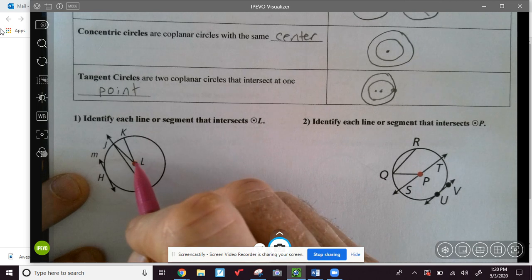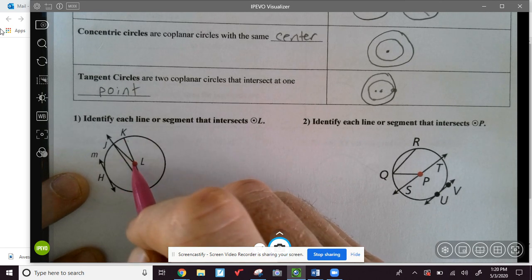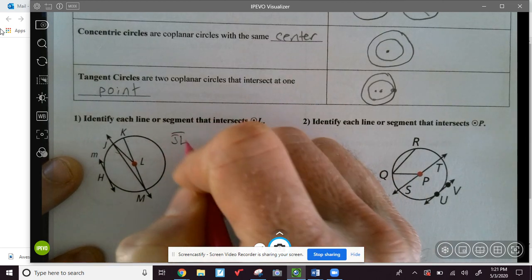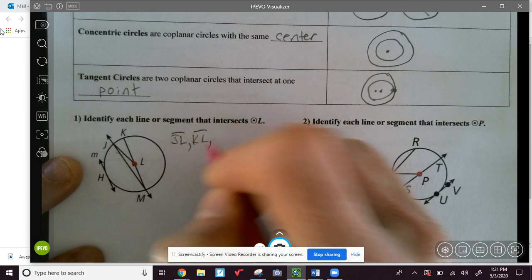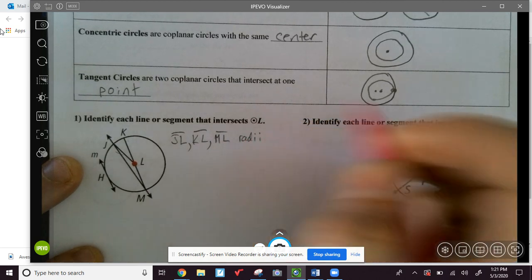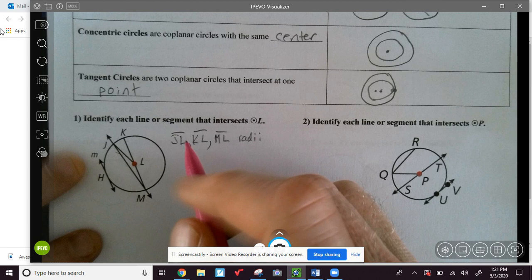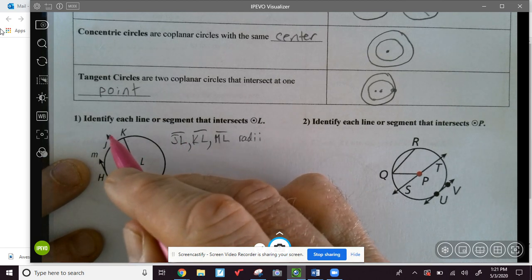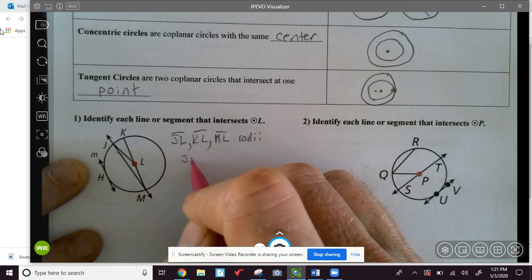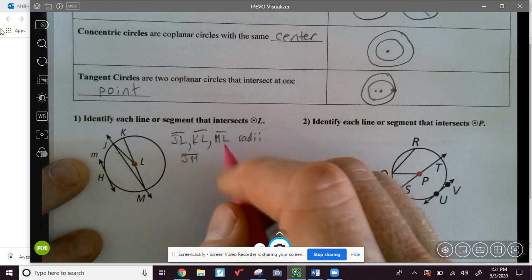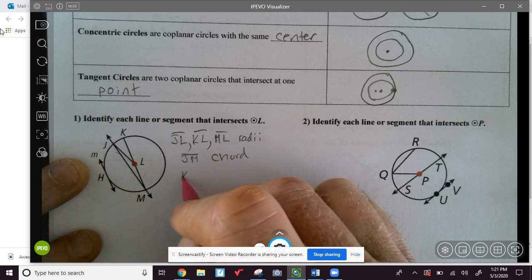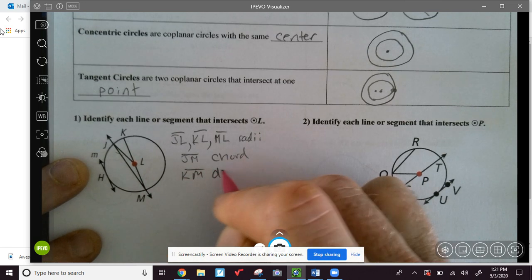So let's see here. I got 1, 2, 3 radii. So I have JL, KL, ML. Every one of those is a radius. Okay, so next, let's see here. I have points J and M, and they're not going through the center. So segment JM, excuse me, is going to be a chord. I see another chord, but it's a special chord, KM, it's a diameter.